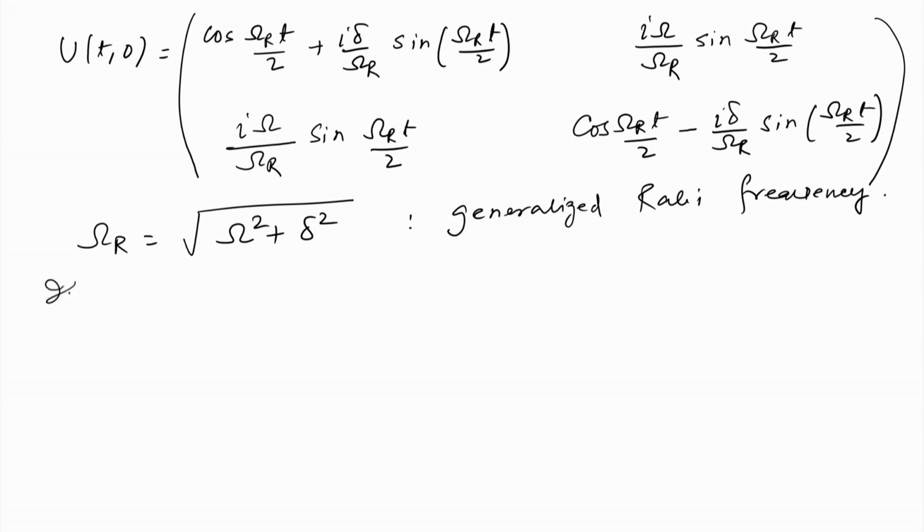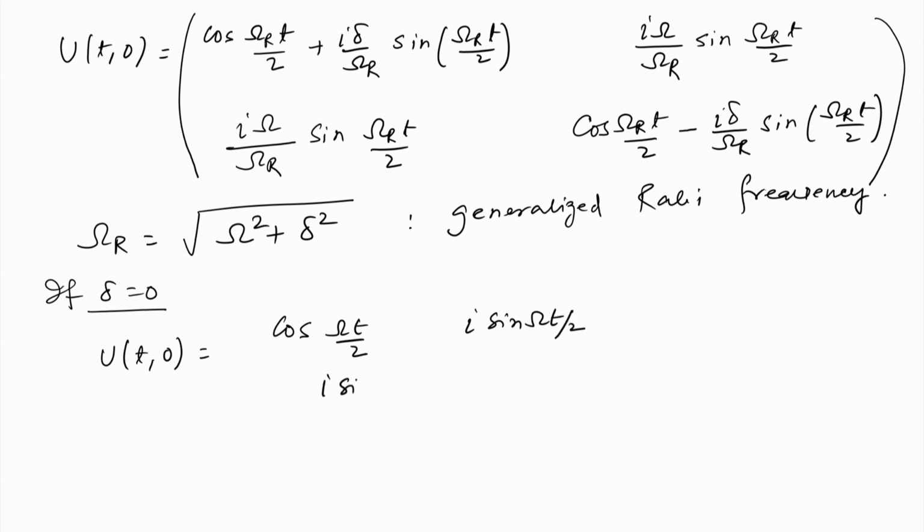If in addition to that we put the detuning equal to 0, then U(t, 0) of course takes a slightly simpler and more tractable form, with i sin omega t by 2 and cos omega t by 2. Omega is called the Rabi frequency as opposed to the generalized Rabi frequency. So, this is the form of the time evolution operator for this 2 level system.